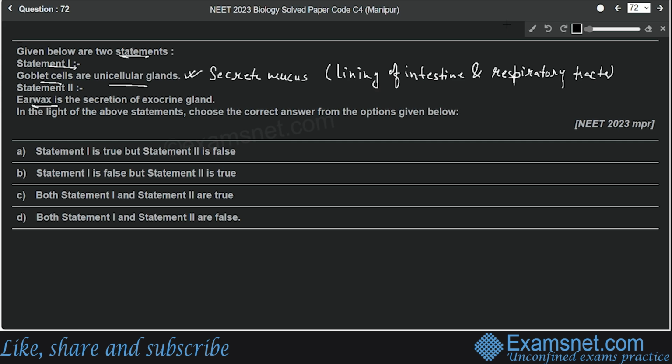Then the second statement says ear wax is the secretion of exocrine gland. So this statement is also correct. Ear wax is also known as cerumen, and this is a secretion from the ceruminous glands in the ear canal, which are a type of exocrine gland. Exocrine glands are those that secrete their products onto the body surface or into the body cavities, whereas endocrine glands are different. So here both the statements are correct. That means option C will be the correct answer.